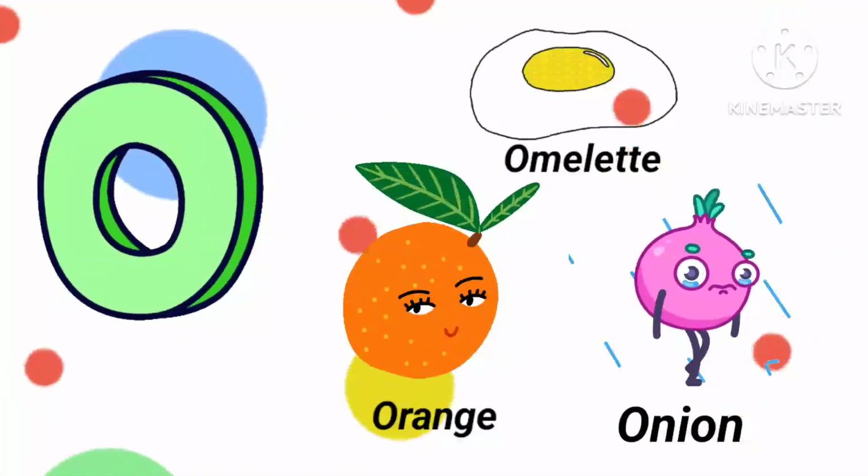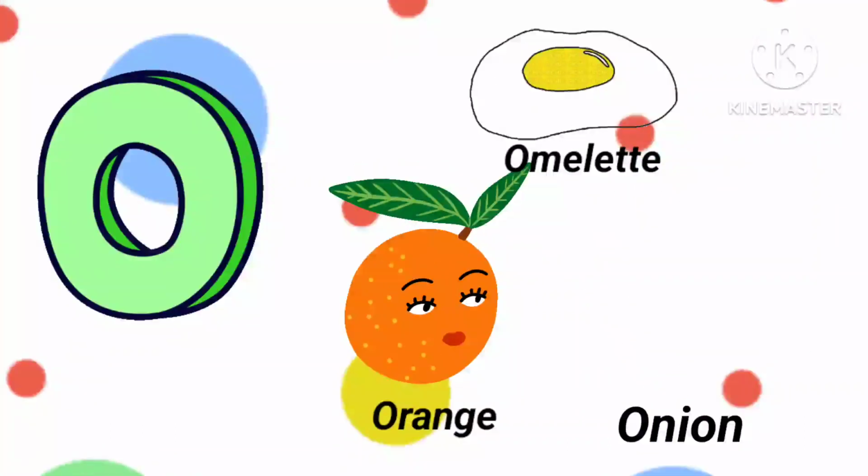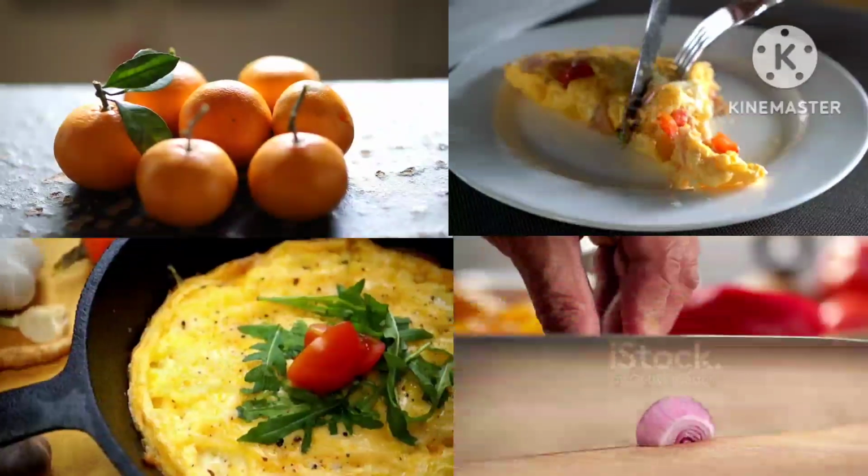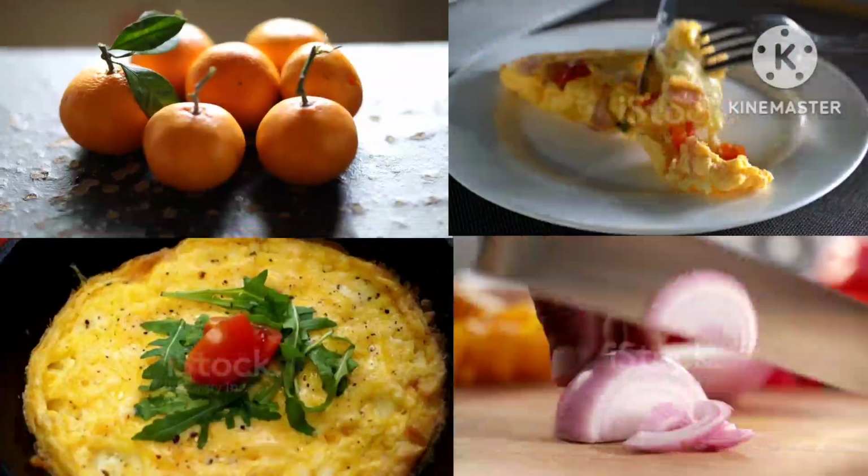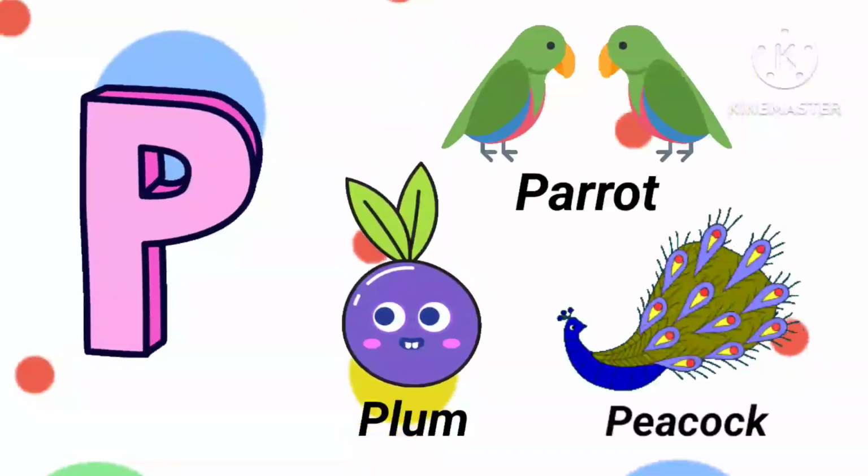O for onion. O for omelette. Onion. Orange. P for parrot.